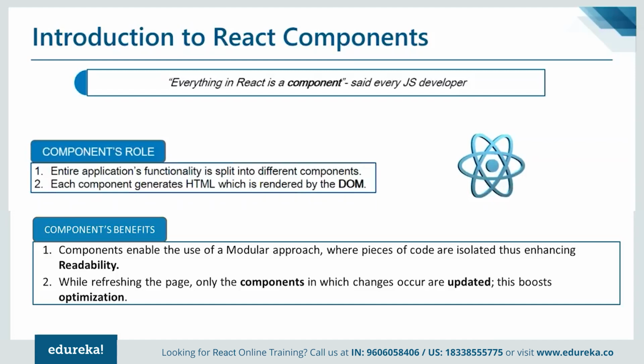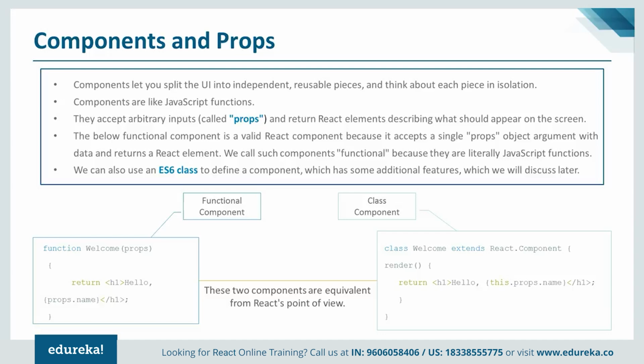So let's talk a little more about the components and props. As I said, components let you split the UI into independent and reusable pieces. They accept arbitrary inputs, which are called props. Now there are two types of components. One is a functional component and the other is the class component. The functional component is the one where we use functions, and the class component is one where we use classes. Here is an example of the functional component where we are declaring a function called welcome, and it is taking the input parameter which is called props. Likewise, we have a class component. The class component extends React.Component, which is a feature of ES6 class, which we are going to see, and additional features also which we are going to discuss later.